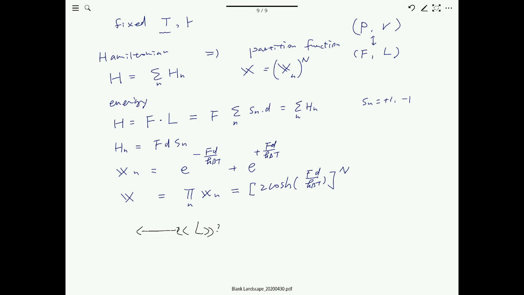If I can exchange the volume, I imagine that I can get some kind of free energy, and when I take the log of the partition function and then take a certain derivative, I get maybe the length L. So now I can think about this L as an expectation value.